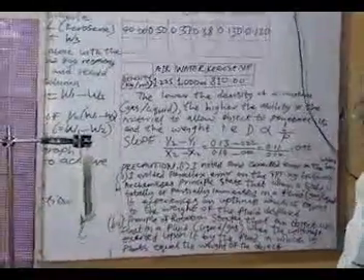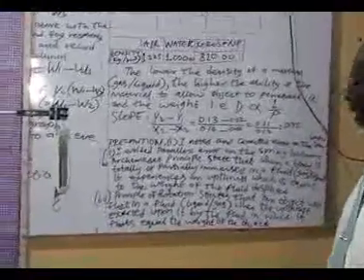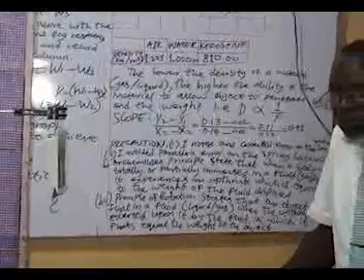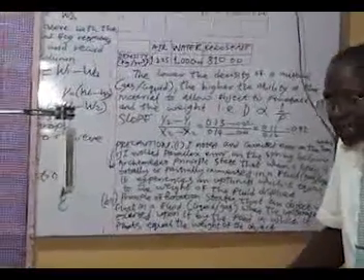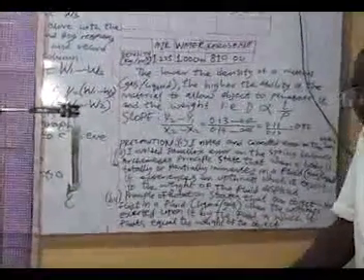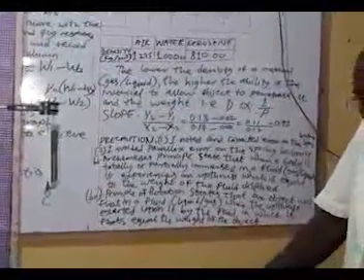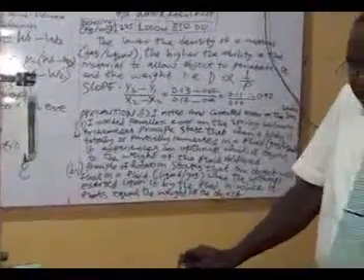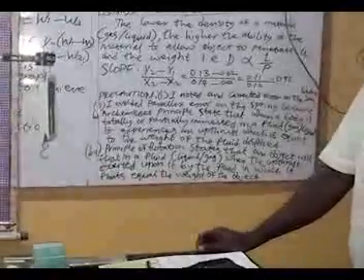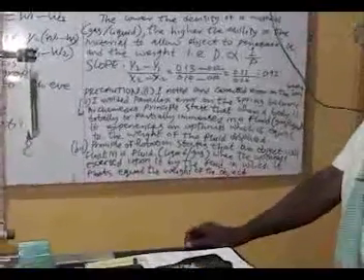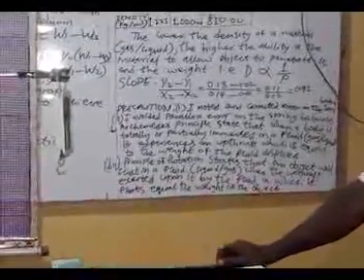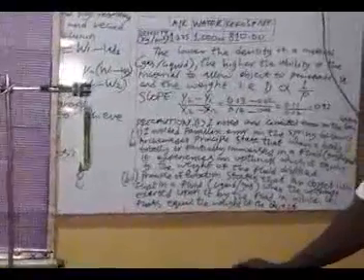Then B1, you are directed to state Archimedes' principle. Archimedes' principle states that when an object is totally or partially immersed in a fluid, which is a combination of liquid and gas, it experiences an upthrust that is equal to the weight of the fluid displaced.